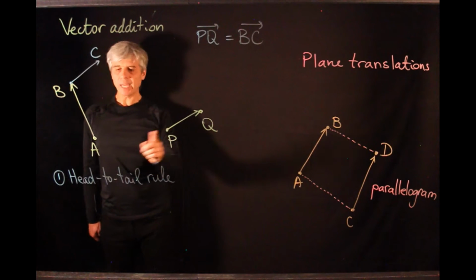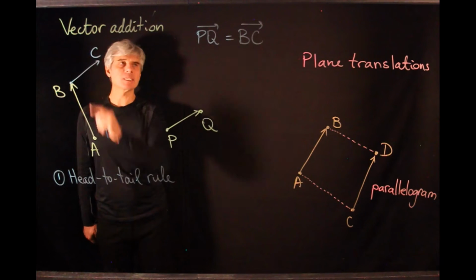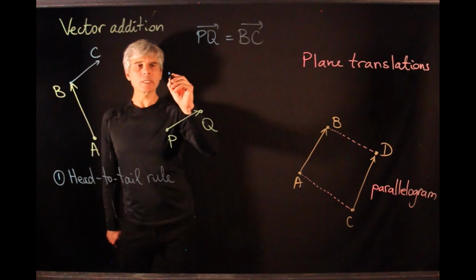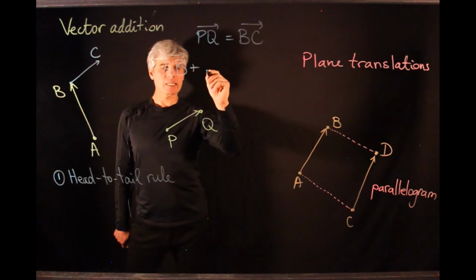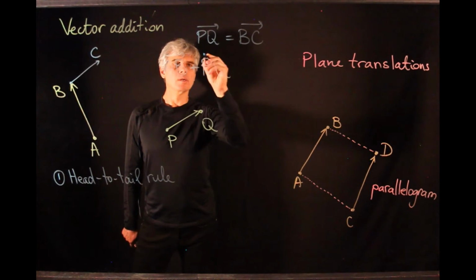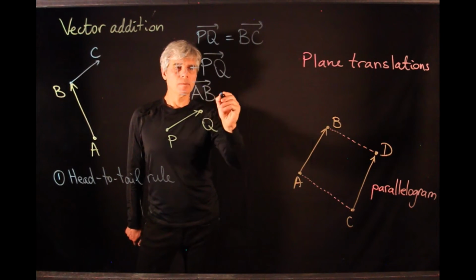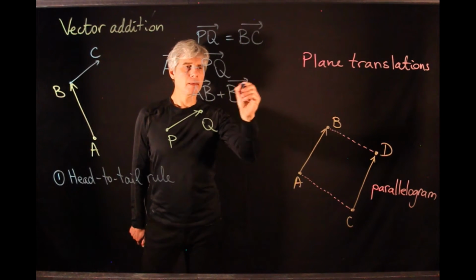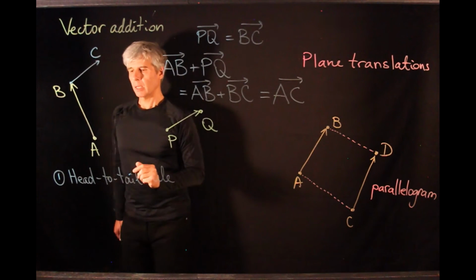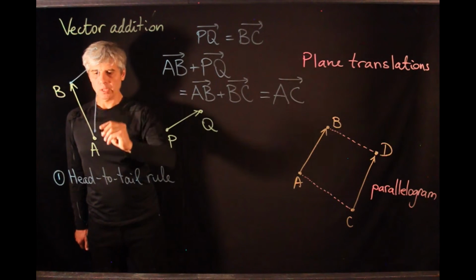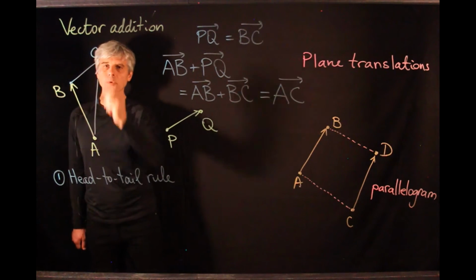And then instead of adding AB and PQ, we'll be adding AB and BC. And the head-to-tail rule states that AB plus PQ is the same as AB plus BC and is equal to AC. So the sum of these two vectors, AB and BC, is equal to AC.